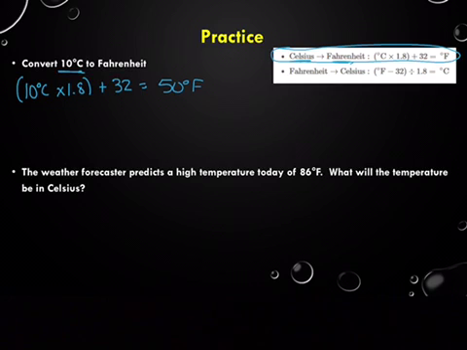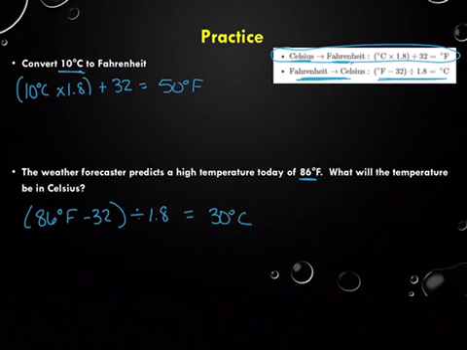Another practice, the weather forecaster predicts a high temperature of 86 degrees Fahrenheit today. What will the temperature be in Celsius? So now we're going from Fahrenheit to Celsius, so we need to use the formula over here. So you start with your given Fahrenheit temperature, which in this case is 86 degrees Fahrenheit. You need to subtract 32 from the 86 and then divide by 1.8. So when you do that, you get 30 degrees Celsius.